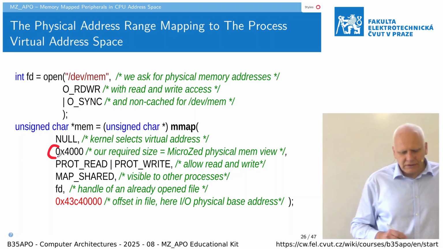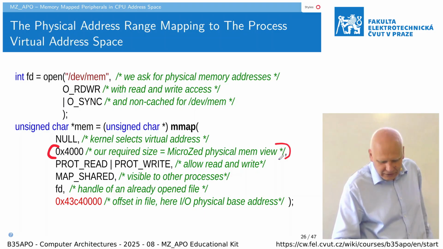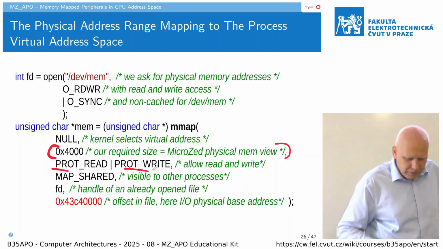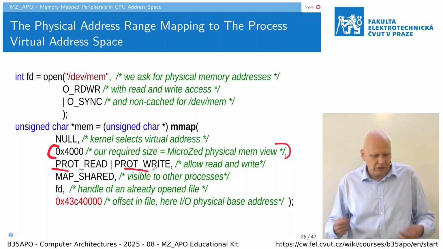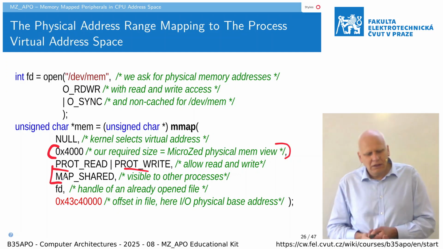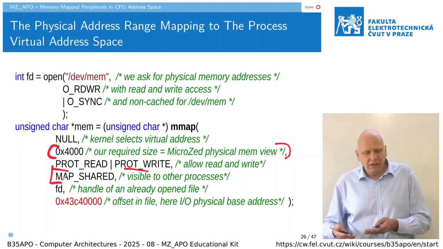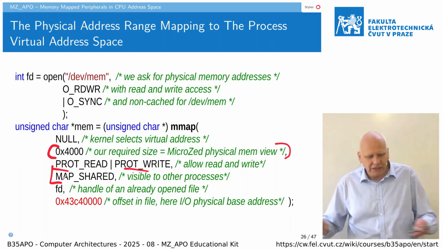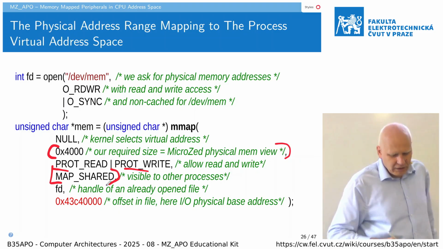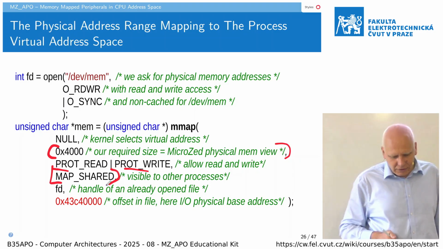Then there is the size of that view, that window to the physical address space. Then you can decide if you want to provide it for reading or writing only, or for both. Then there is the important thing that you can decide whether it should be a private mapping. In this case, each write results in a copy-on-write operation, and your data do not appear in the hardware, which is what you probably do not want. So in the shared mode, it is visible to other processes and to the peripherals.